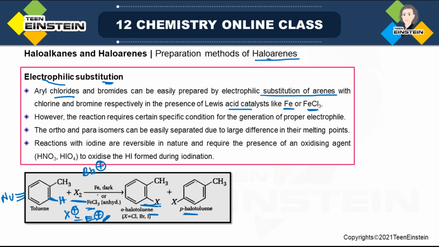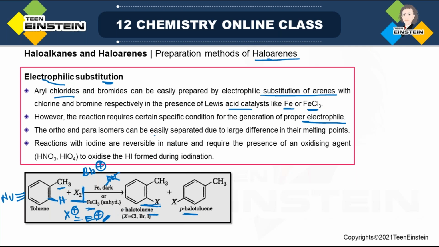Now here dark is important because if you are using light, suppose you are using hv, then what will happen? These hydrogens will be replaced, but that we do not want. We just want to substitute aromatic hydrogen with halogens. That is why dark condition must be there, not hv. However, the reaction requires certain specific condition for generation of proper electrophile. So this condition you have to maintain.